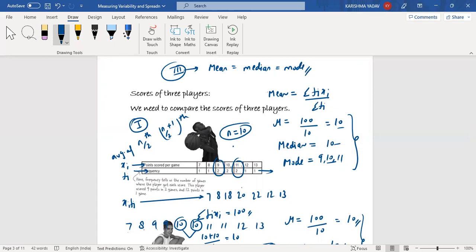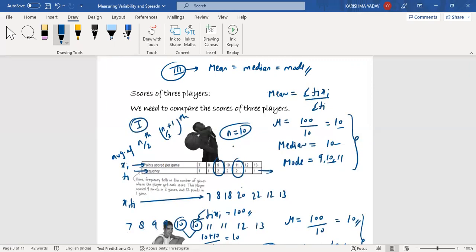Now, my point of concern is how can I choose one player from these three? This is the main point of concern. The coach wants only one player. Then how can I choose one player from these three? They all have the same averages. So we need some criteria to find that one player.